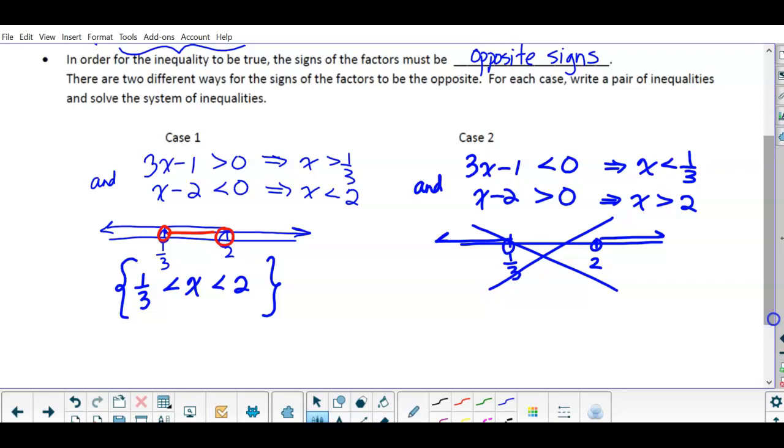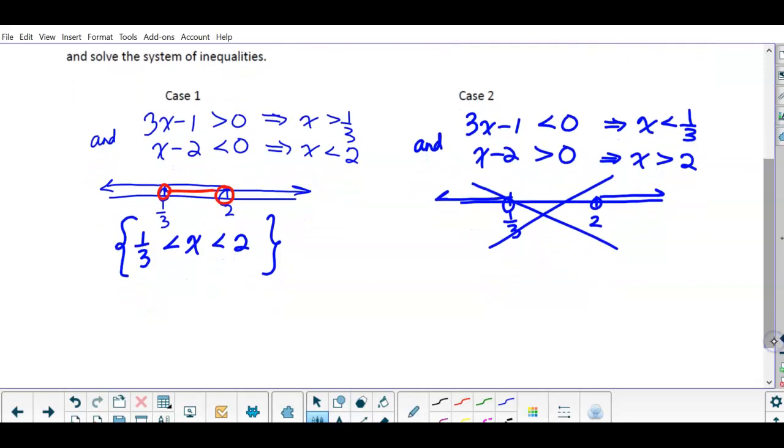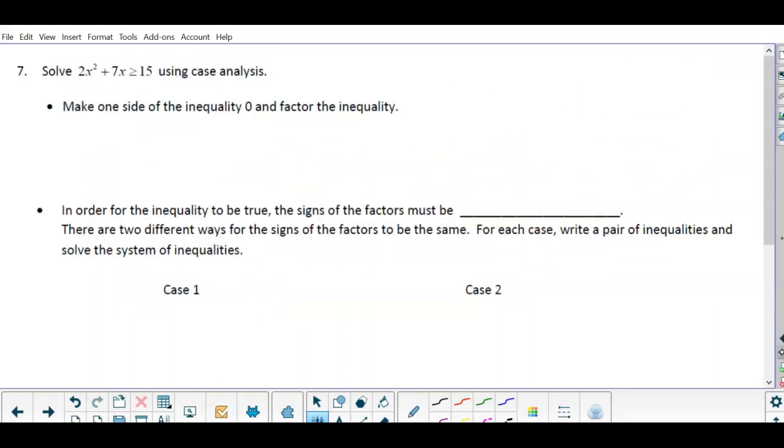For whatever reason, it's actually less work in a way, but I find taking a look at a number line, looking at test values, finding the sign of the factors, I find that method easier. Okay, so let's do another one though, using case analysis. Make one side of the inequality 0. Okay, factor that. So that's going to be negative 30.